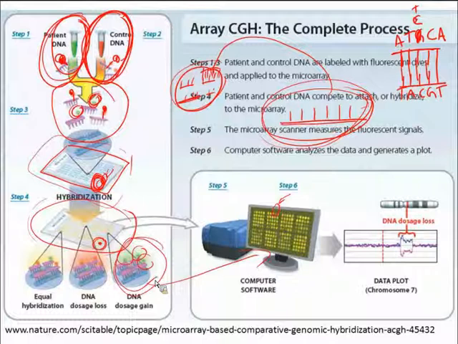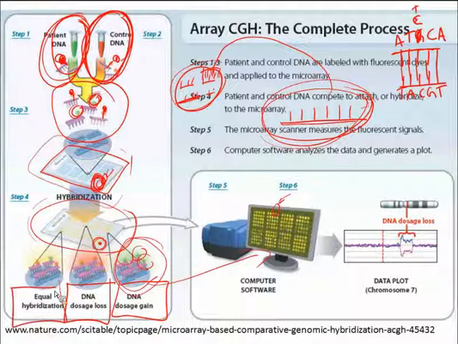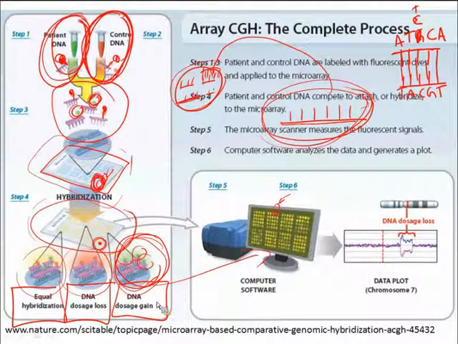I think I circled the wrong ones in the preceding example. So if we've got more patient, we are here. If we've got more control, we are here. And if they are equal, then it would be here. And the coloring would be different. If it's more patient DNA, it's going to look greener. If there's more control DNA, it will be redder. And if it's about equal, it'll be a mixture between the two. And so if you have more patient, that means the patient had more of that gene. If there's red, then it would be downregulated.